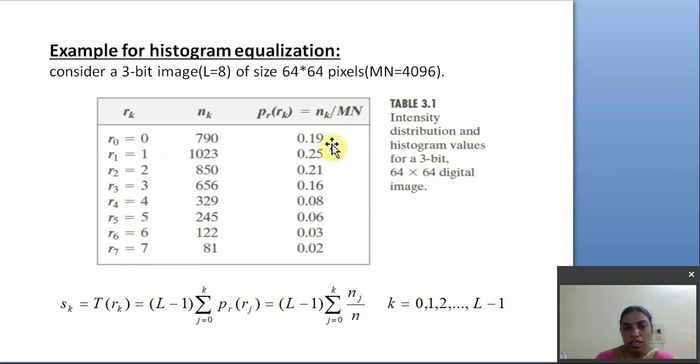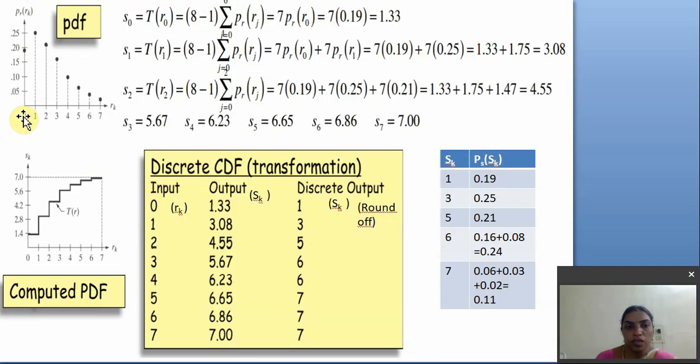For the 0th intensity, what is p_r of r_k? 0.19. So for 0, 0.19. For 1, what is the value here? 0.25. For 3, what is the value?